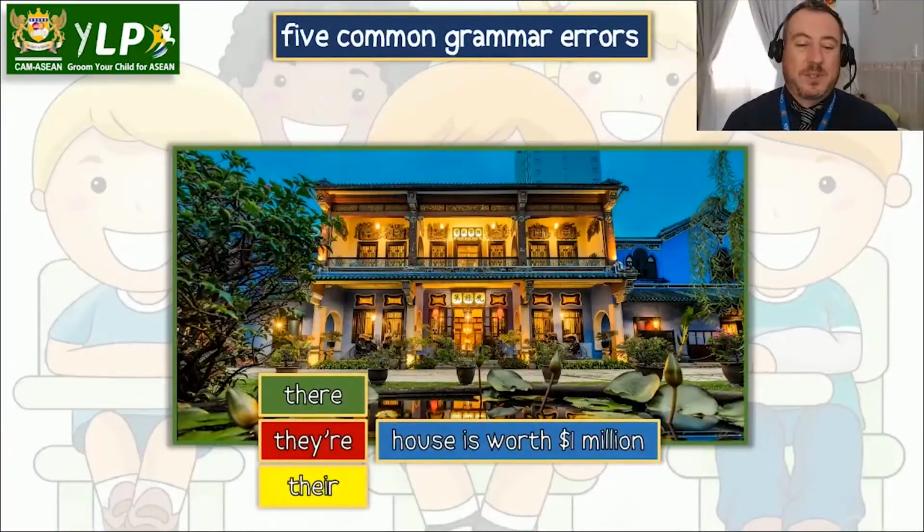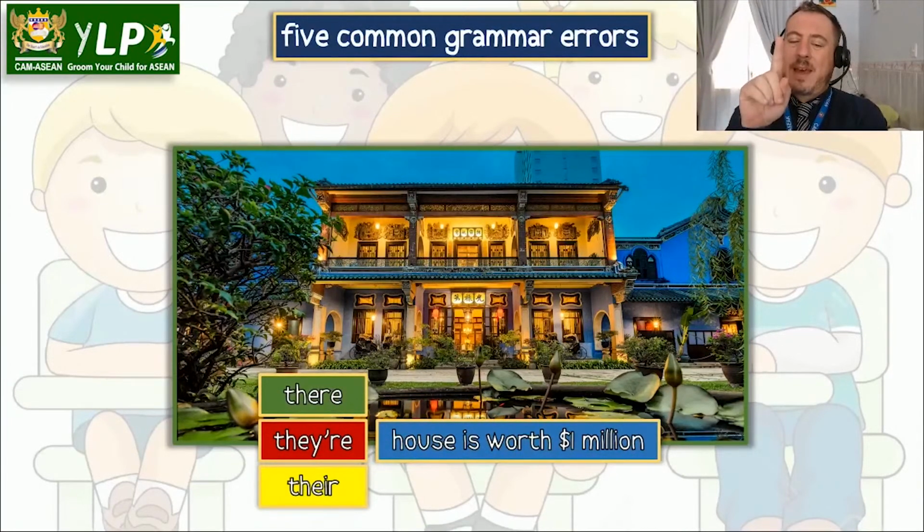Right, what's this one there? So we've got a choice of three there. So it's their house is worth $1 million. Wow. I wish I had a house that was worth $1 million. But is it the green there, the red there, or the yellow there? Well, the green there means over there, so that doesn't make sense. The yellow there means it belongs to them.